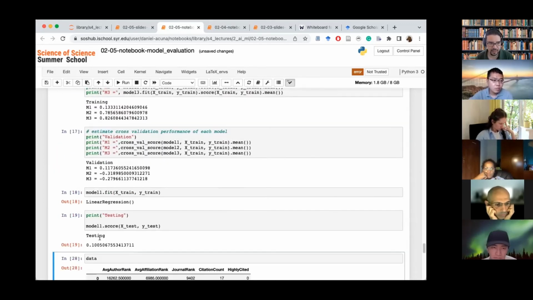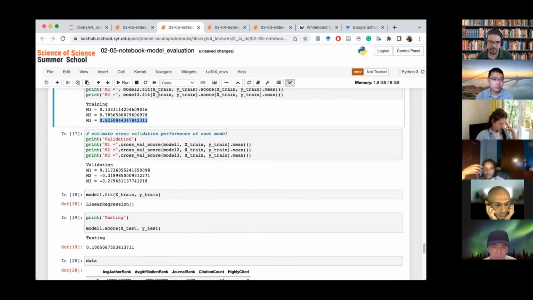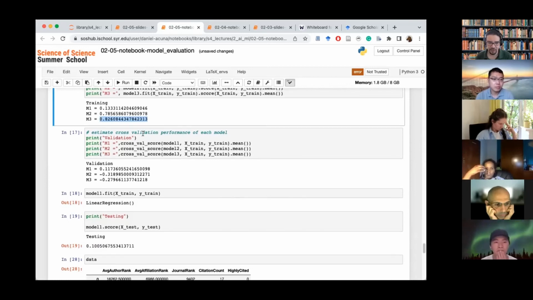Okay, so the testing data is very close to the validation data, and you saw that there was some variation, and that's because this is doing it at random. So I should report this as the performance of my model. I shouldn't report this. If you're reporting training performance, you're doing it wrong. You should report the testing performance.